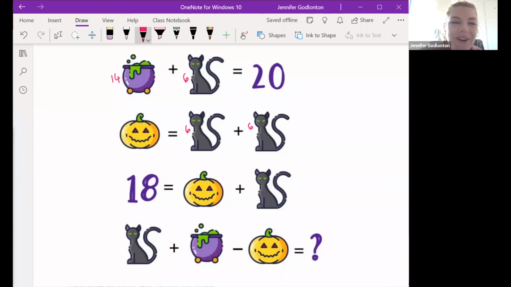This pumpkin over here is going to equal 12 because we're going to have the 2 cats next to each other. So the 2 cats are going to equal the pumpkin, which is going to give us 12. And then we're going to have 12 plus 6, which gives us 18. And then we have 6 plus 14, which is 20, and 20 minus 12 gives us 8. But it was a sneaky one, guys.